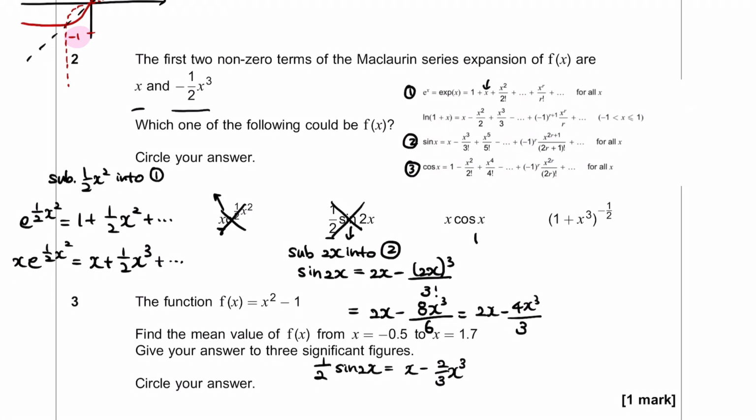And then our third option is x cosine x. It's simple because cosine x is given as is. Therefore, we're just going to multiply x to that function. Then it will give you x minus x cubed over 2 factorial, so x minus x cubed over 2, since 2 factorial is 2 times 1, which is just 2. Therefore, this is exactly what the question is asking for. Therefore, the correct answer is x cosine x.